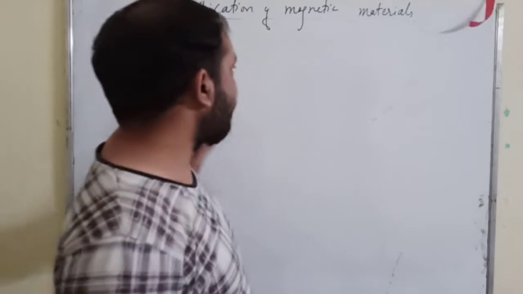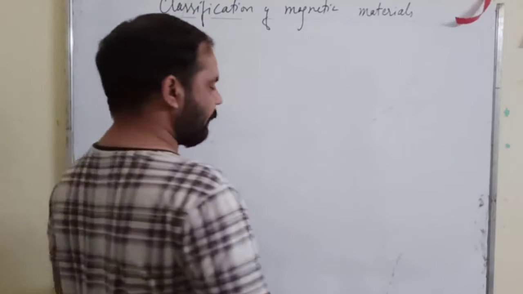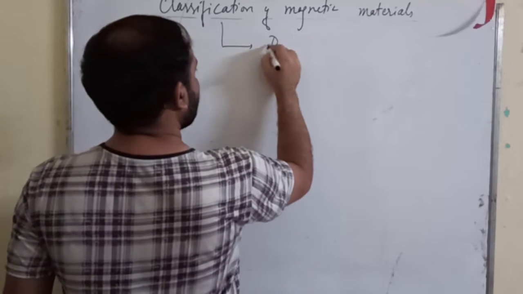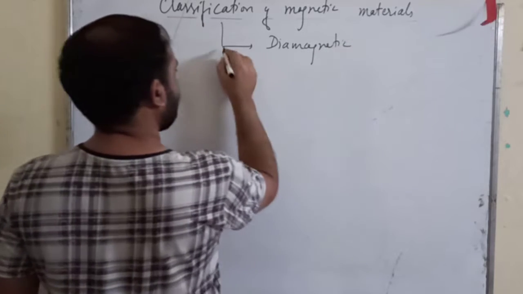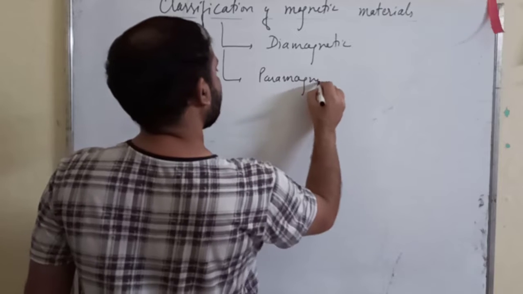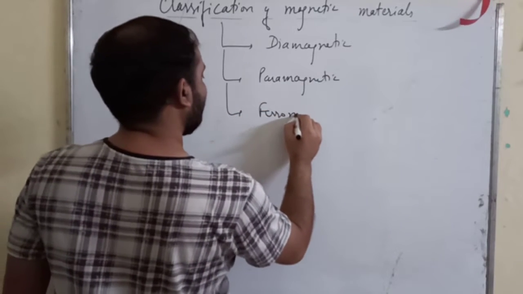Okay, so we are starting this classification of magnetic materials. Now we classify the magnetic materials in three groups. One is diamagnetic, then we have paramagnetic, and we have ferromagnetic.